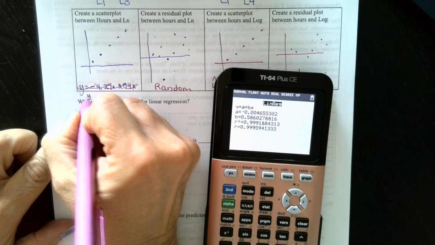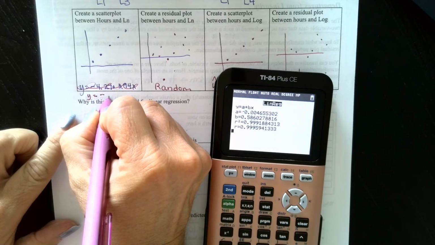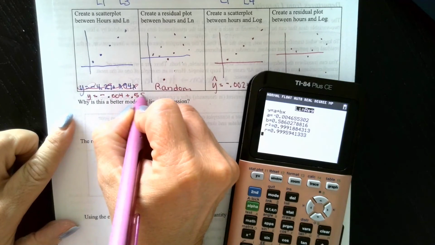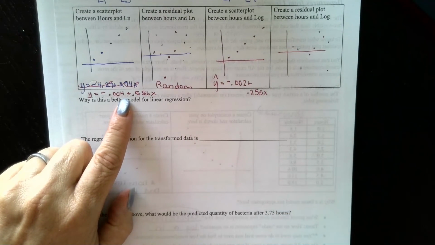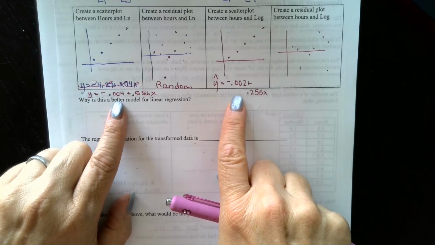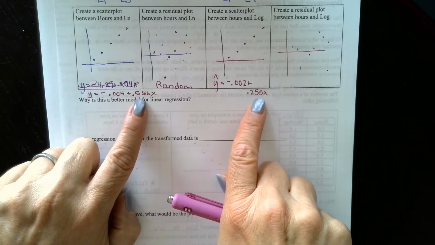So this is going to be y equals negative 0.004 plus 0.586x. Okay. Now, the reason why I wanted to rerun that is because you see if I ran it with an ln or I ran it with a log, I have two different equations, right? My slope here is 0.586. My slope here is 0.255.